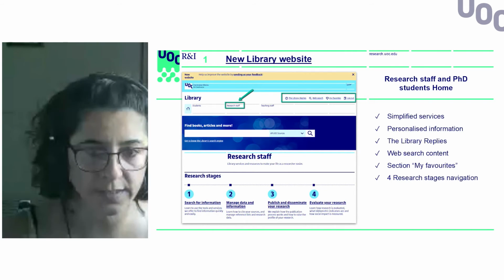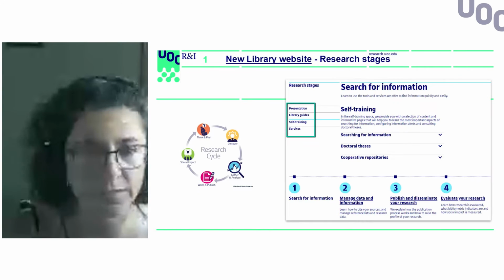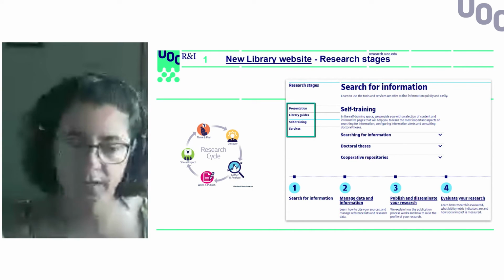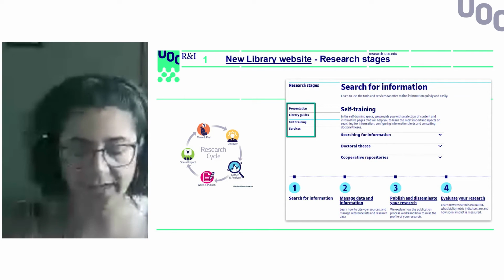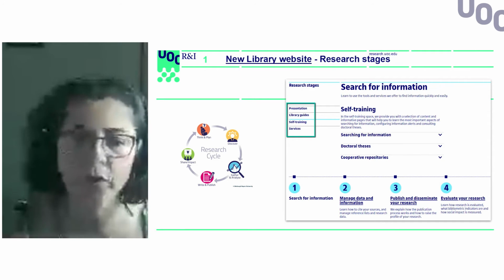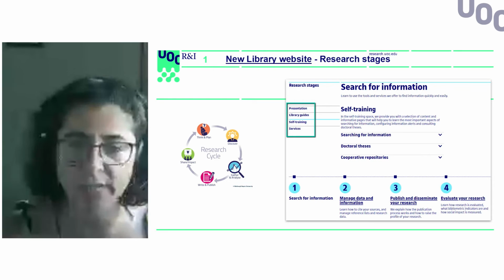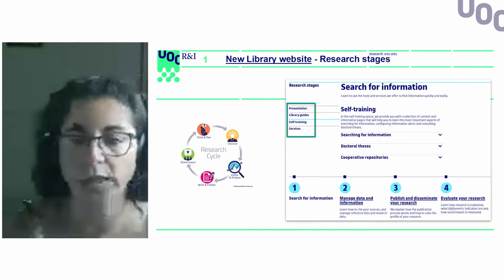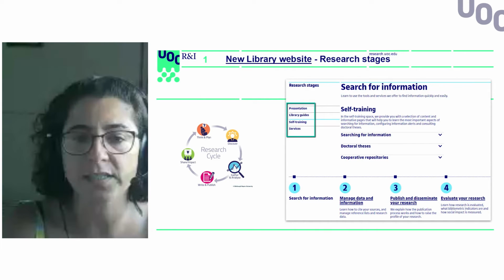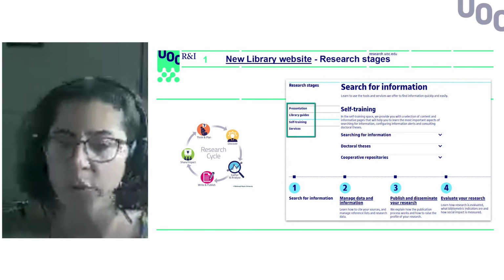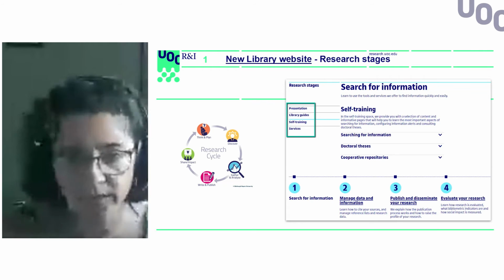What more? You can see that there are research stages, okay? Because our idea is that we would like to accompany you at every stage of your research process. Starting when you are searching for information, or you need to manage your data and information, I don't know, in a reference bibliographic manager tool. In this stage, you want to publish and disseminate your research, or at the end when you need to evaluate your research. If you want to learn how research is evaluated, what bibliometric indicators are, and how social impact is measured.